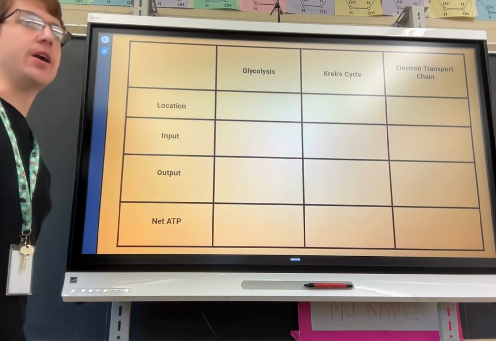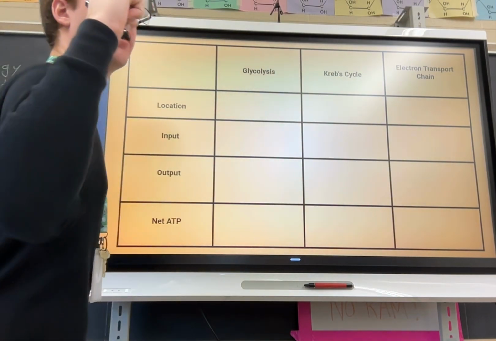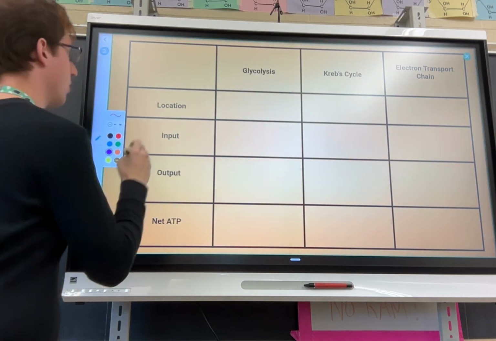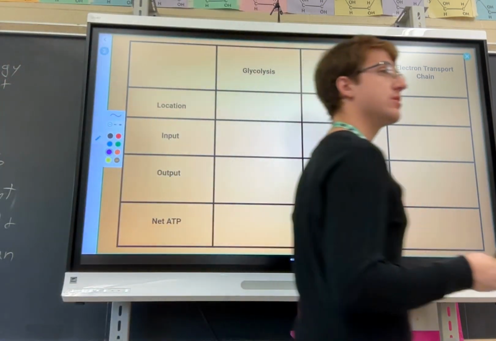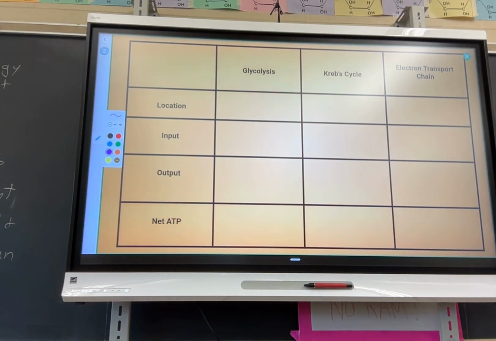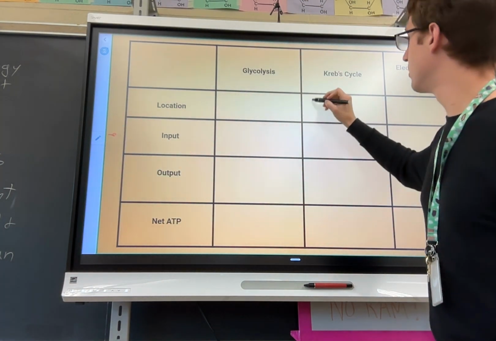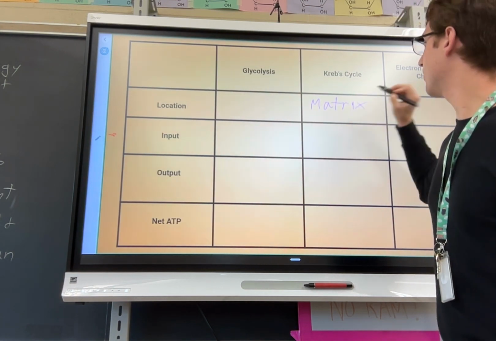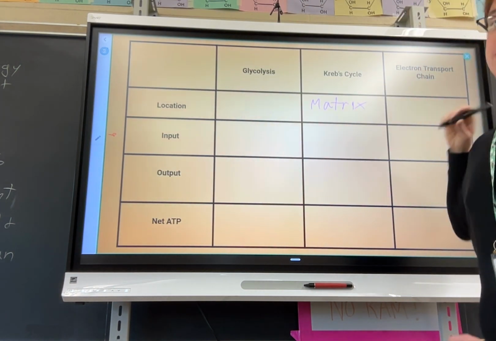Gideon, pick a color. Purple. So, where is the location of the Krebs cycle? Where is the location of the Krebs cycle? The mitochondrial matrix. Yes, we are in the matrix now.